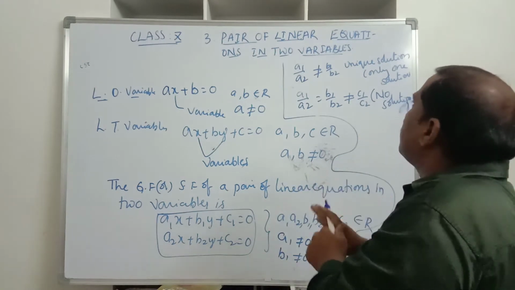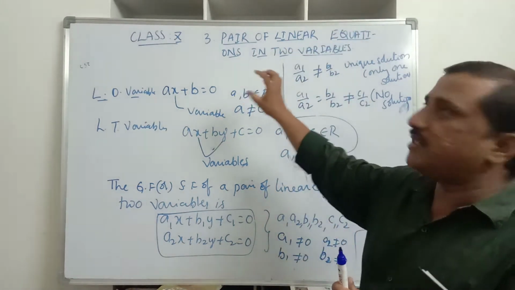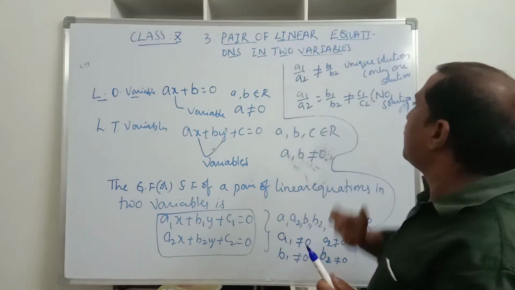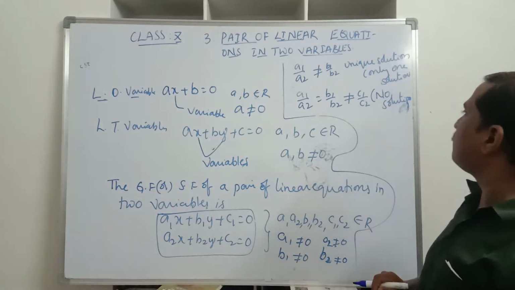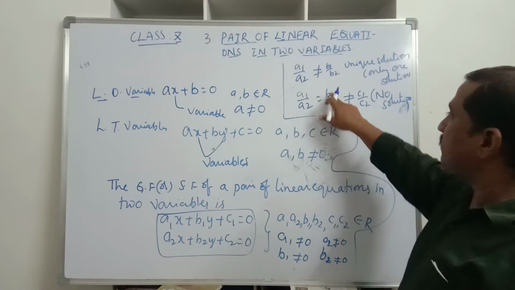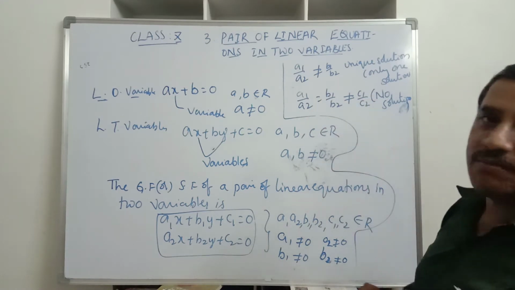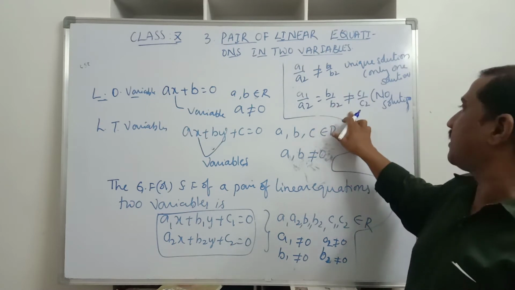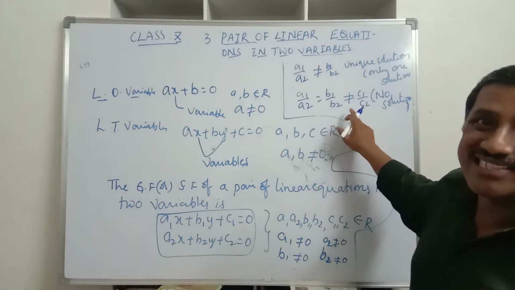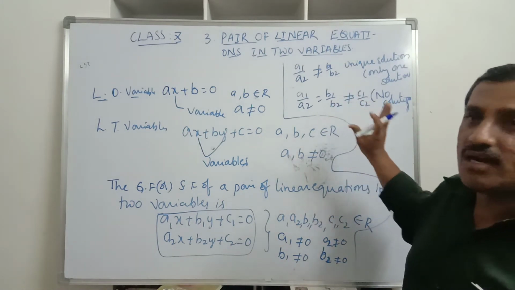Just remember here, we use algebraic methods when this condition is applicable or possible. So if a1 by a2 is equal to b1 by b2 and not equal to c1 by c2, there is no solution we can find, and the algebraic methods are not applicable. So in this case, algebraic methods are not applicable.